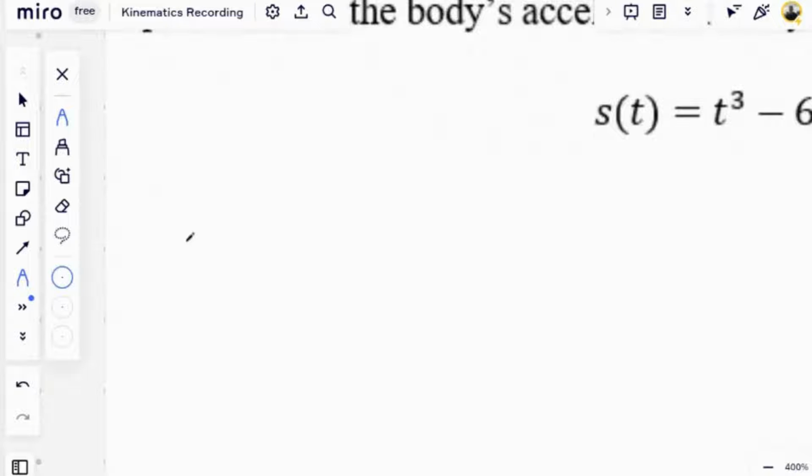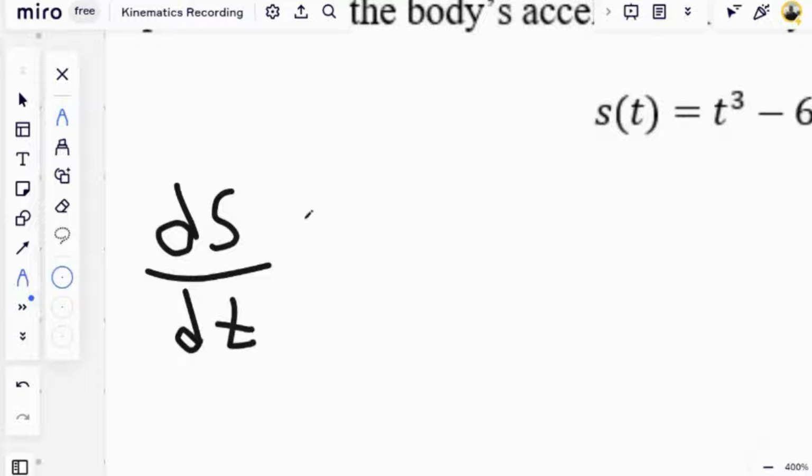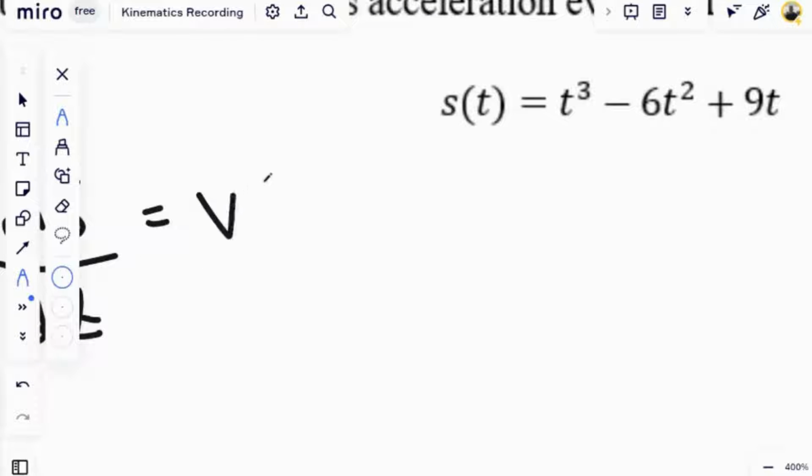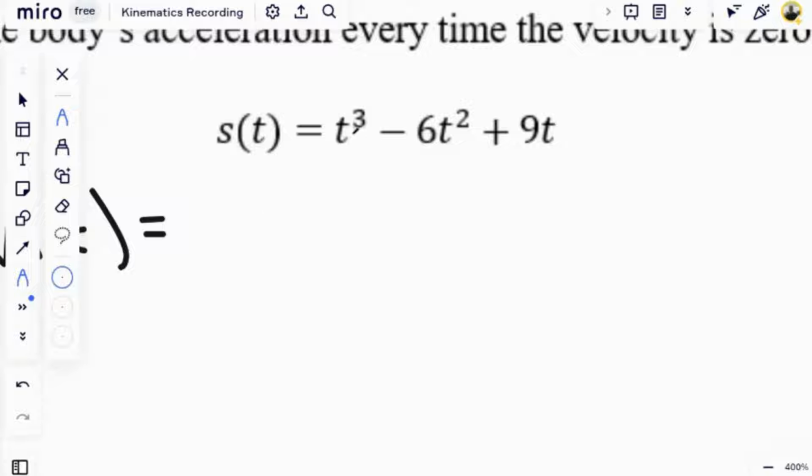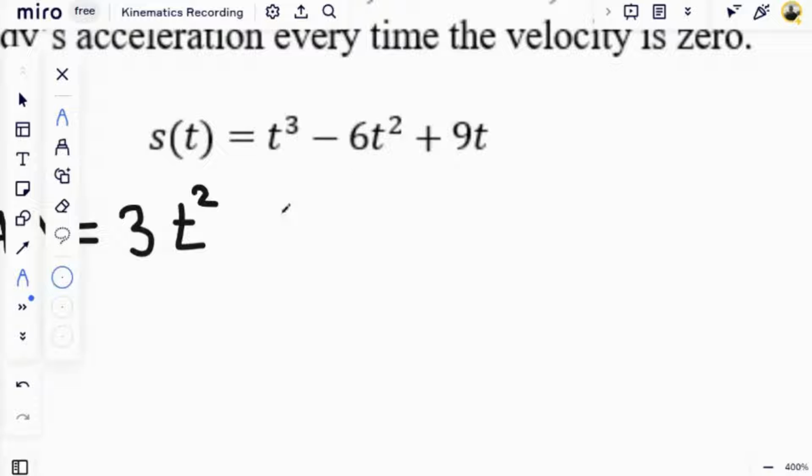What we can do is take the equation for the position and take the derivative with respect to time, and that's going to give us our velocity with respect to time. So we take the derivative of this equation. That 3 is going to come down out front, so that's going to be 3t, and the power 3 is going to drop down to a 2, so that'll be 3t squared. The minus 6t is going to turn into minus 12t. And the plus 9t is going to turn into plus 9.